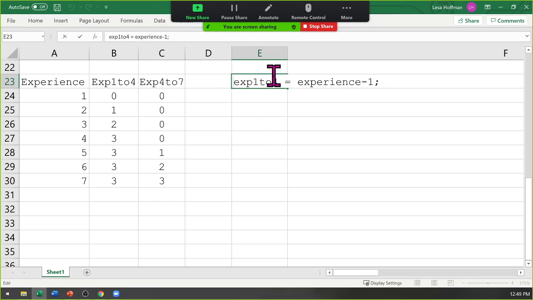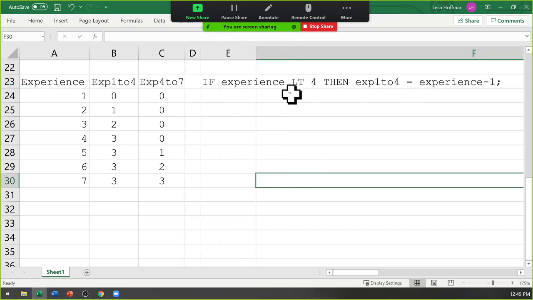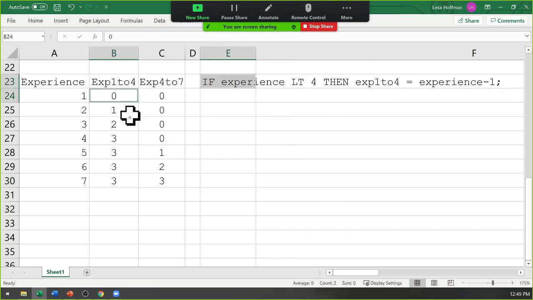In SAS, it would be something like, if experience is, let's go with less than 4, then... so something like that would get me that much. If experience, the original variable, is less than 4, then make my new variable a function of experience minus 1.